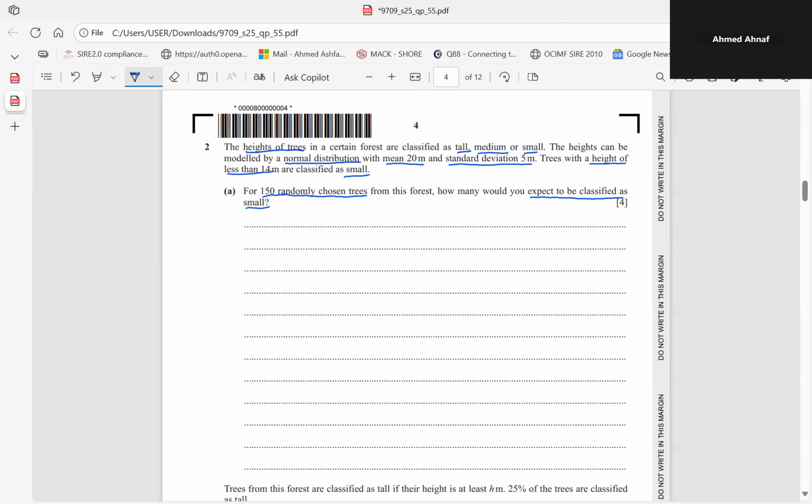Okay, so basically they're telling us to find how many trees we would expect to have a height of less than 14. So first we'll let x be the height of the trees, and we'll define x as having a normal distribution of mean 20 meters and variance 5 squared. And we're told to find the probability. First, we should find the probability of the tree having a height less than 14 meters. So probability of x being less than 14.